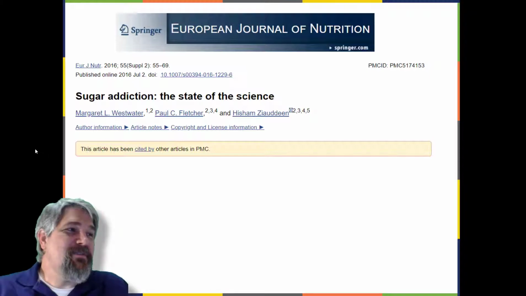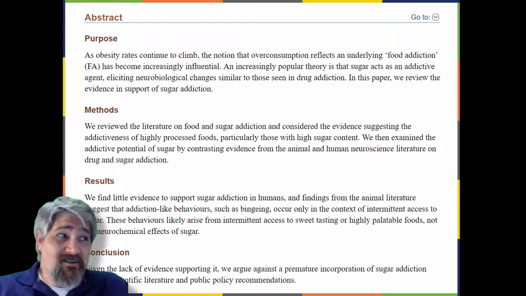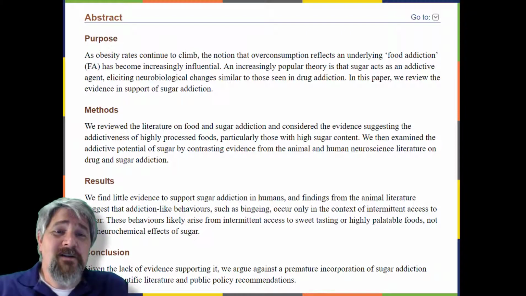So in this review article, just skipping down to the conclusion, "Given the lack of evidence supporting it, we argue against a premature incorporation of sugar addiction into the scientific literature and public policy recommendations." So that's the TLDR on this, is that no, sugar addiction isn't real. Eating addictions can be real, and we know that, but physical addiction to actual sugar, no.